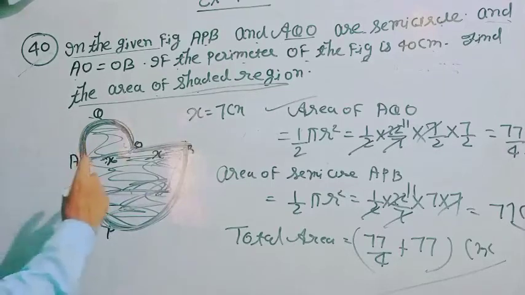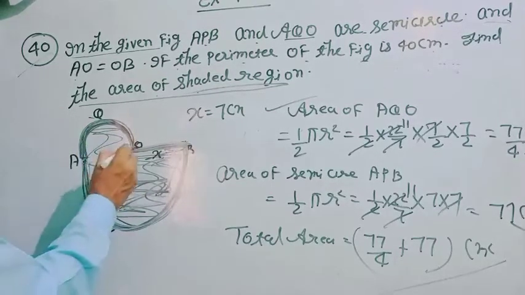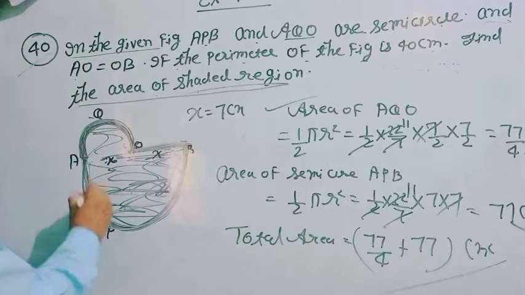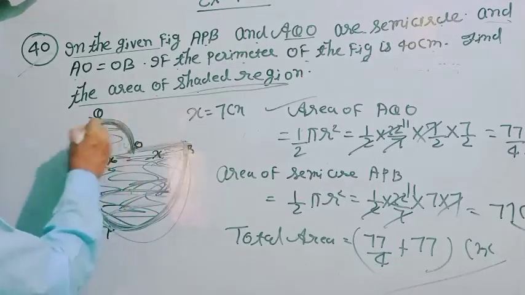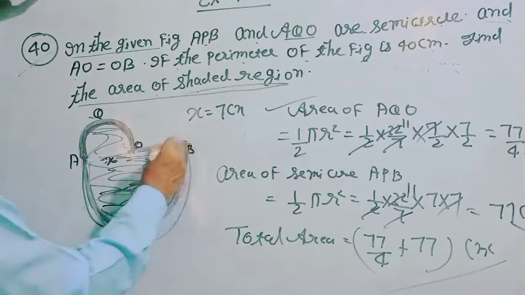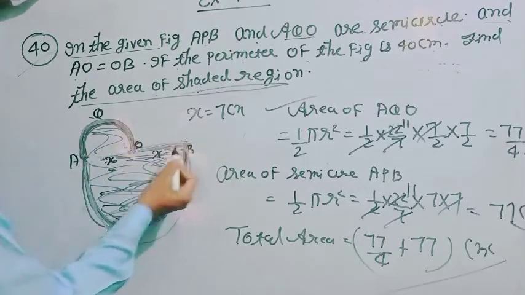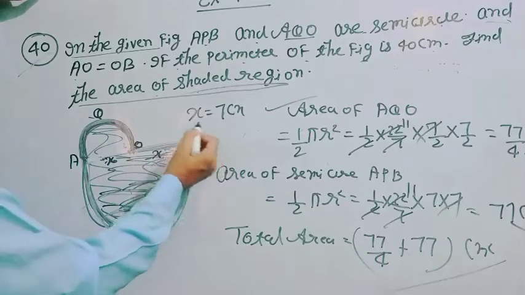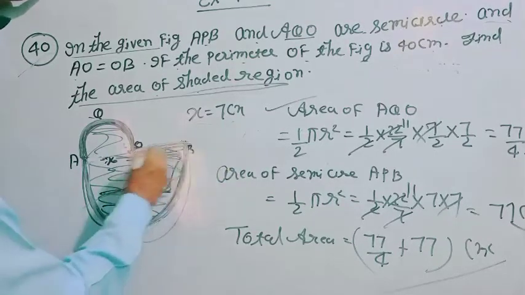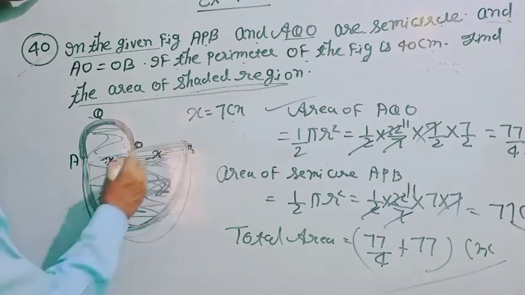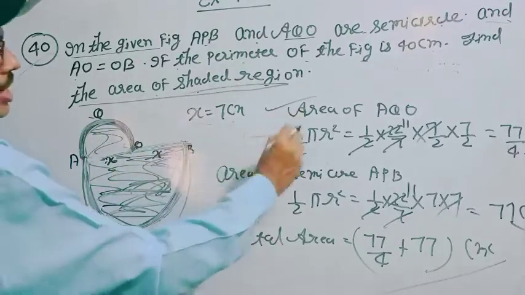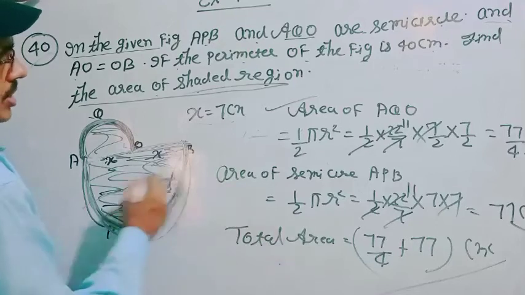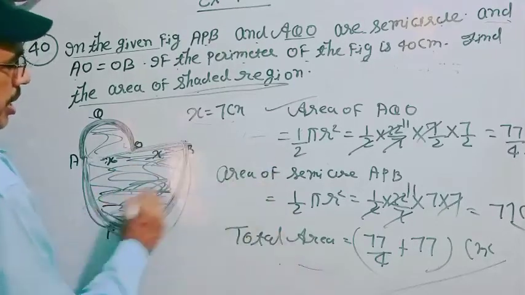So dear student, first we find the perimeter, and the perimeter of this region is only this part and here, and this is not part of the perimeter. So first we write pi r and r. Then after that we find the value of x, which is 7. Then 7 is the radius of the big semicircle, and 7 by 2 is the radius of this small semicircle. After that we find the area of the small semicircle and the big semicircle and add them. Then it is the total area of the shaded region.